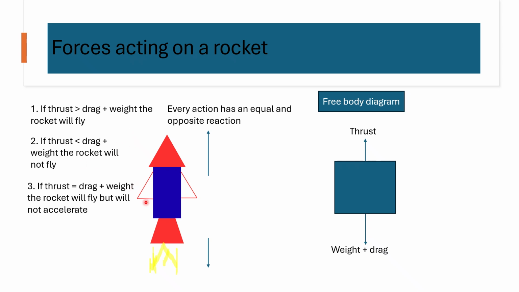So how do we know if this rocket is going to fly, stay on the launch pad, accelerate, or have velocity? If the thrust force, produced by the engine, is bigger than the drag plus weight, it will fly and accelerate. If the thrust is smaller than the drag plus the weight, it will stay on the launch pad, because the engine is producing less force than it needs to fly. And if thrust equals the drag plus weight, the rocket will fly but won't accelerate. The velocity will stay constant. It won't change or increase with time.